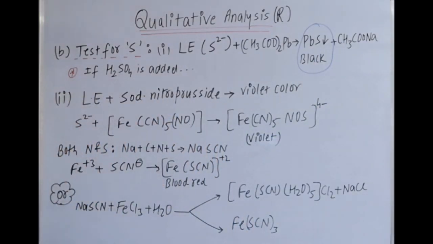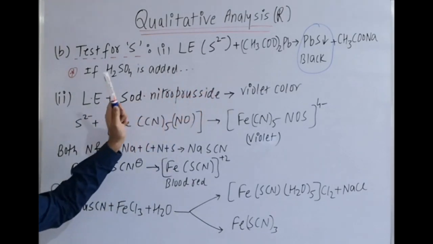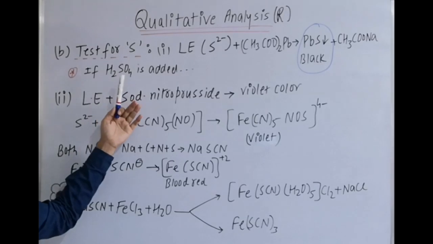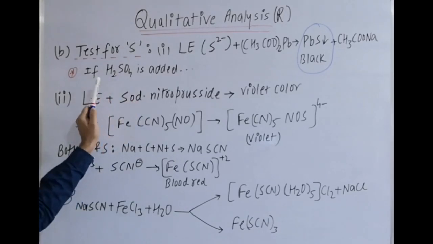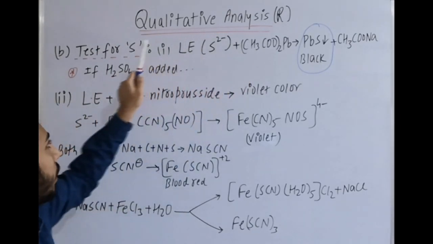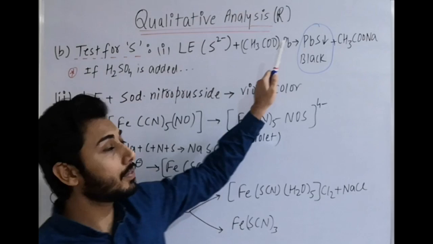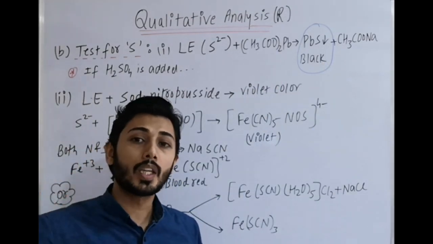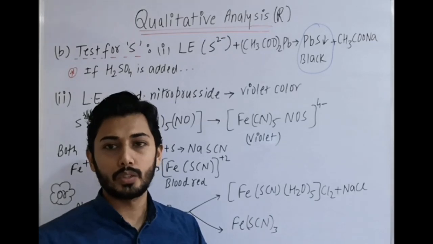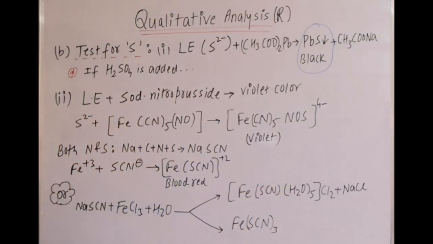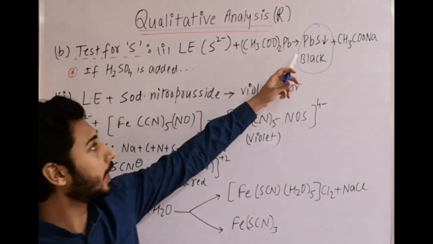Now in this case we acidify the solution with acetic acid. Why do we not use H2SO4? Because when we acidify this solution with H2SO4, the lead acetate reacts with H2SO4 and gives a white precipitate of PbSO4, and this white precipitate interferes with the test. So that is why we take acetic acid to acidify the solution, and this test is known as the lead acetate test.